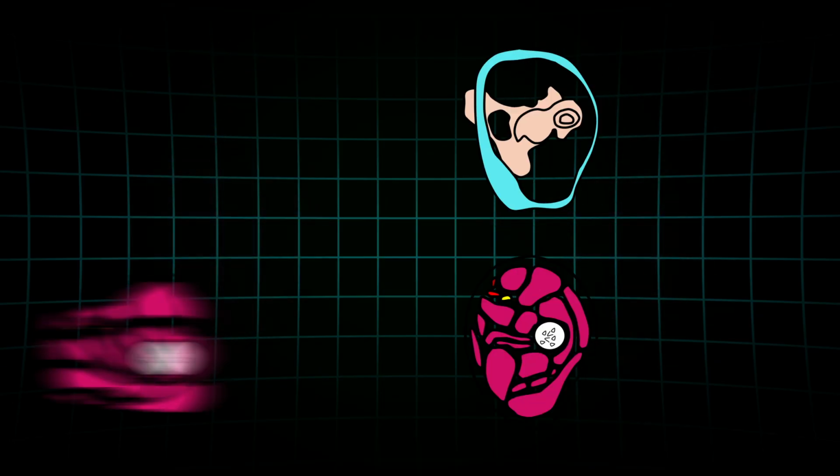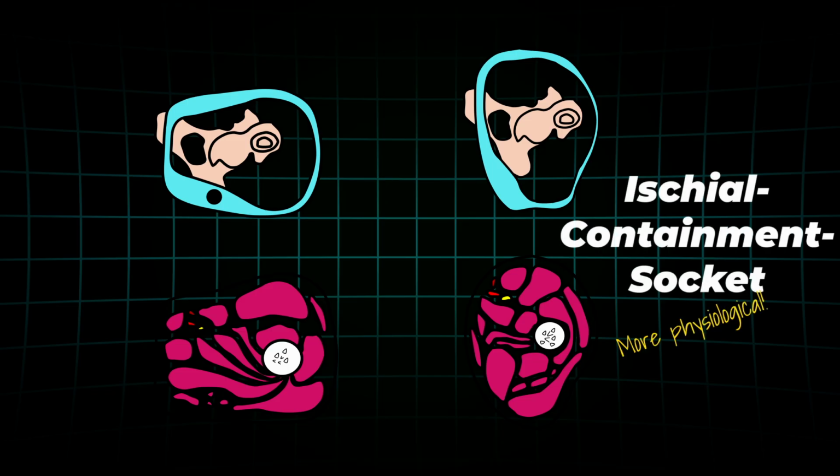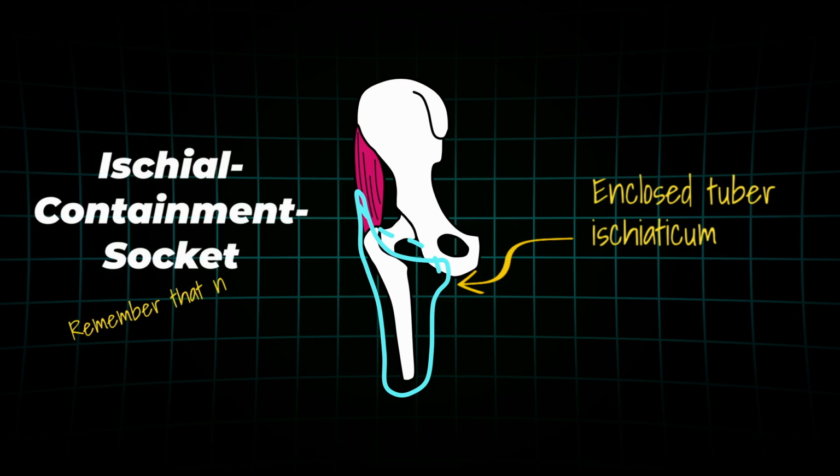Even just looking at it, the differences are obvious. In this design, the limb is no longer squeezed or distorted to fit the socket. That's because the rigid ischial seat is completely gone. Instead of sitting on the ischial tuberosity, like in the old design, the tuber ischiaticum is now gently enclosed and supported from all sides. Which is why it's called the ischial containment socket.